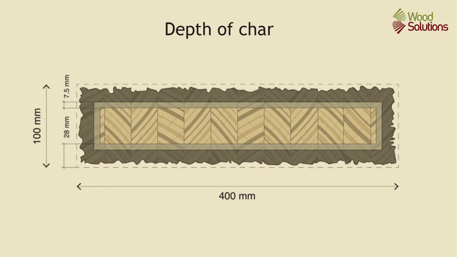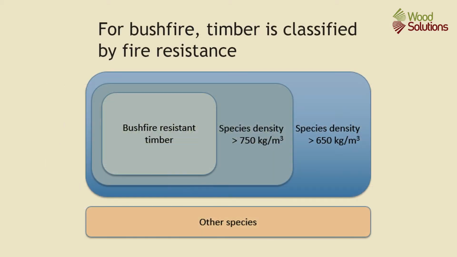Design with timber in bushfire prone areas is governed by Australian Standard AS 3959. Under AS 3959, timber is classified by fire resistance, and its use in particular applications is determined by that fire resistance. This resistance is classified by timber species, and that is based on its density. There are four basic groupings.